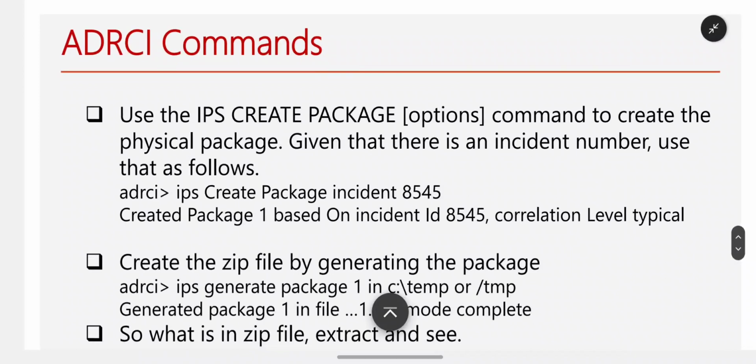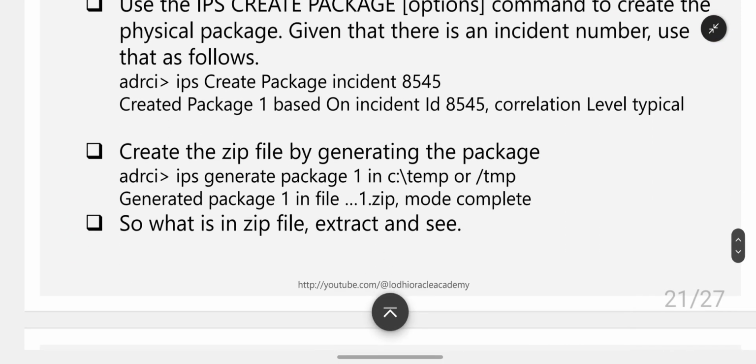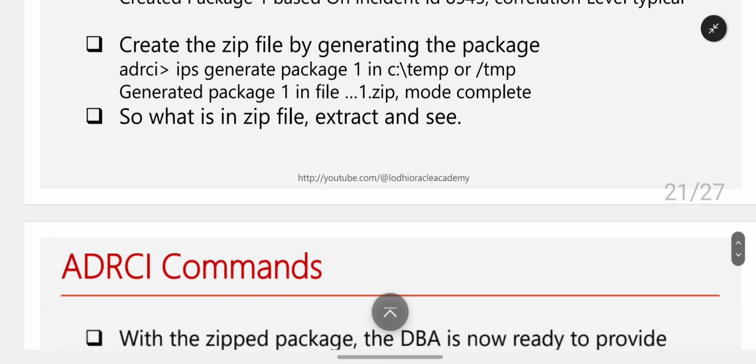Use the IPS create package command to create the physical package. Given that there is an incident number, use that as follows: IPS create package incident 8545. Create the zip file by generating the package. IPS generate package 1 in folder name, or if Linux then /tmp, or any folder you like. So what is in the zip file? You can extract and see. When we write the command IPS generate package 1, the 1 is basically the name of the file we gave. You can write anything there, a file name.